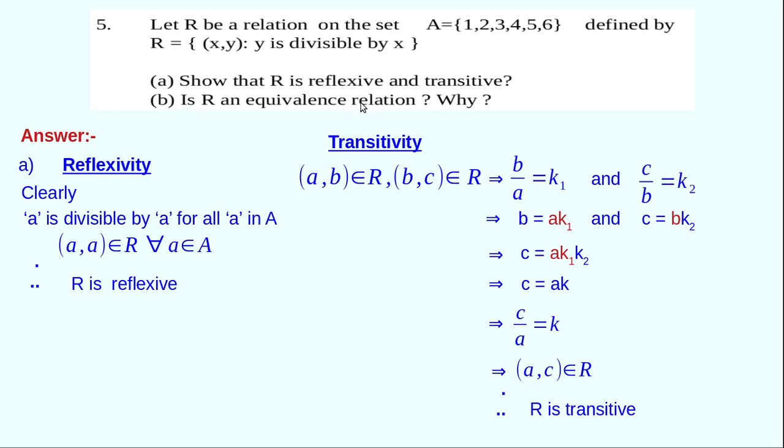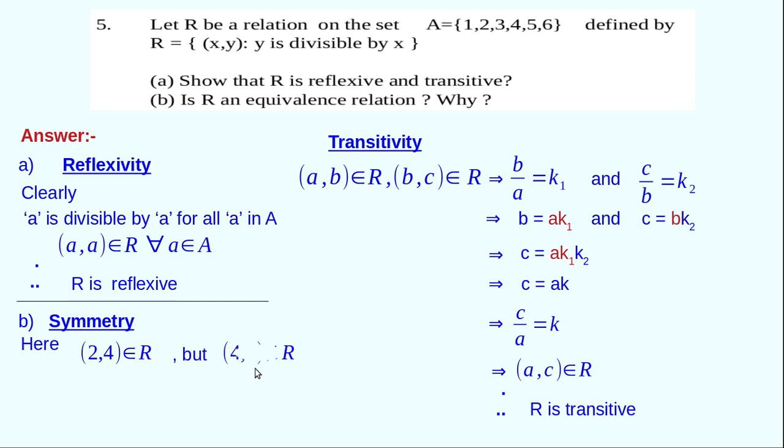Now write the answer to question number B. Is this relation an equivalence? For the relation to be equivalence, it must be reflexive, transitive and symmetric. Here the relation is reflexive and transitive. What about the symmetry? Let us check. Clearly, (2, 4) is an element of this set, because 4 is divisible by 2. What about (4, 2)? It does not belong to the set, because 2 is not divisible by 4.